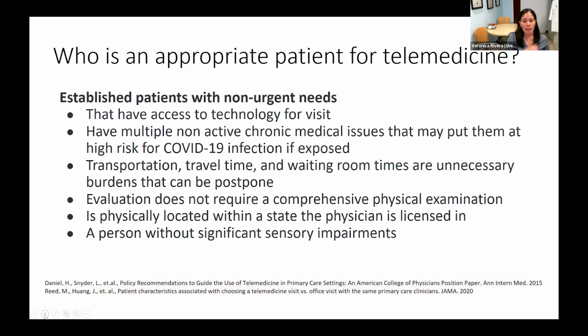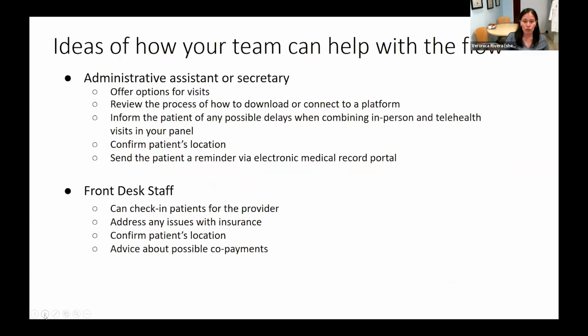Another limiting factor is a good physical exam, and there are some physical exam components you can do on telemedicine, but if a patient requires a comprehensive physical exam, technically that's probably not the best choice for video or audio visits. Of course, you need to be in the same state where the physician is licensed, and a person without significant sensory impairments might also be a good candidate for telemedicine.